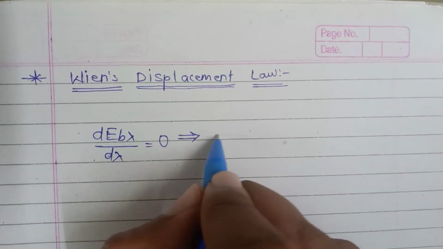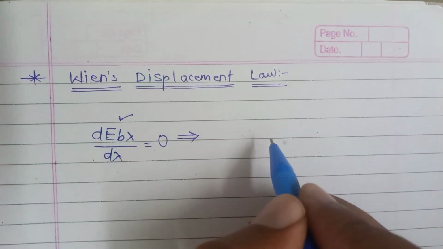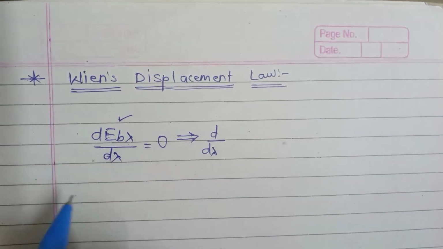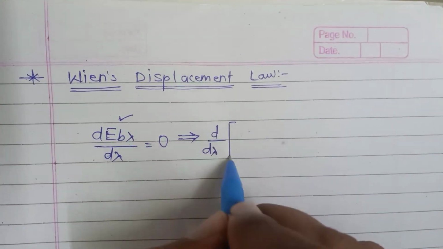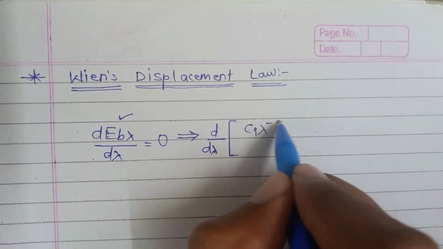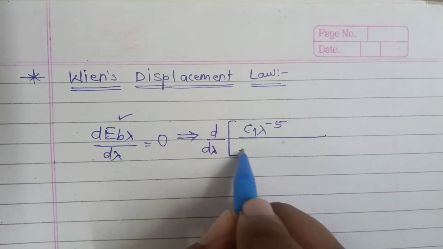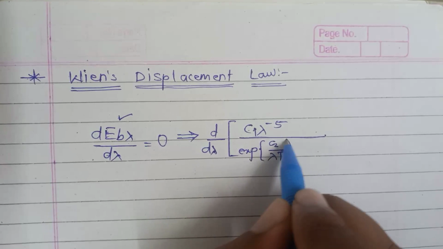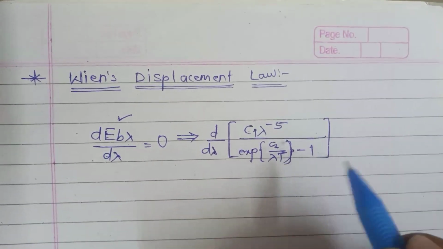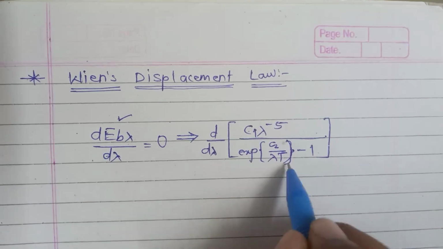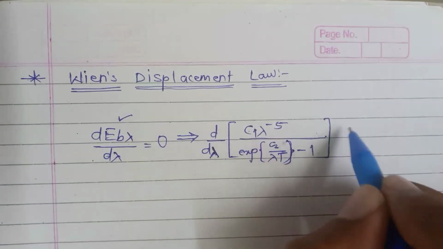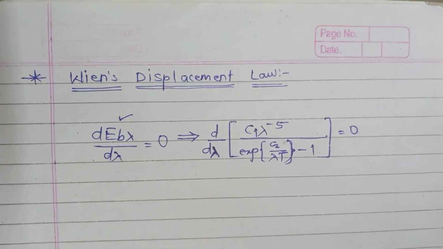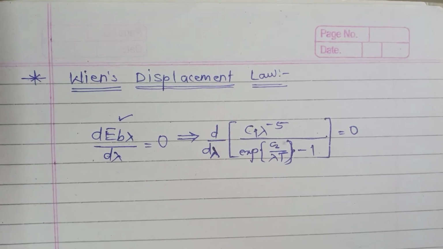Now, how do we see that? This emissive power of the black body, using Planck's distribution law, can be directly written as d by d lambda, which is simply the differentiation with respect to the wavelength, of C1 lambda raised to minus 5 divided by exponential of C2 by lambda T minus 1. The differentiation of this entire quantity with respect to wavelength lambda should be equated to 0. And then we can find the relationship between lambda for the maximum emissive power and the temperature T.